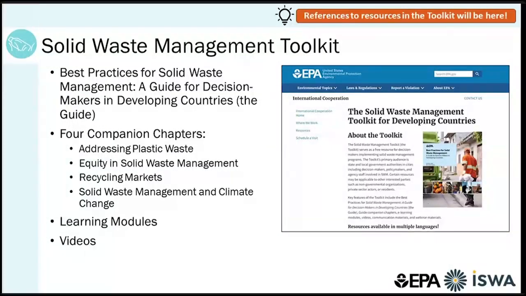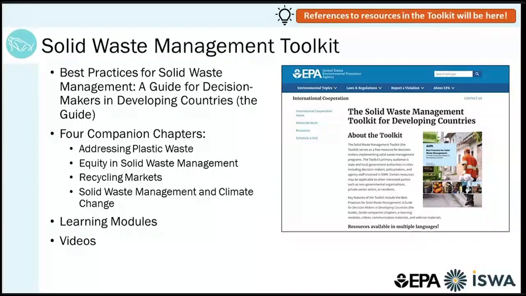With that, to share a bit about what is in our Solid Waste Management Toolkit, it includes a large selection of resources, including the best practices for solid waste management, a guide for decision makers in developing countries, which we refer to as the guide. And it also includes 4 new companion chapters. The companion chapters cover the topics of addressing plastic waste, equity in solid waste management, recycling markets, and solid waste management and climate change.